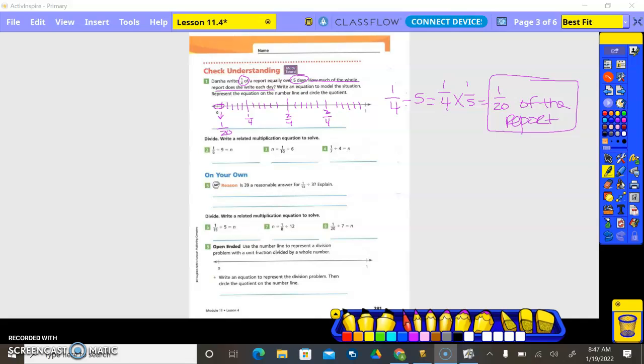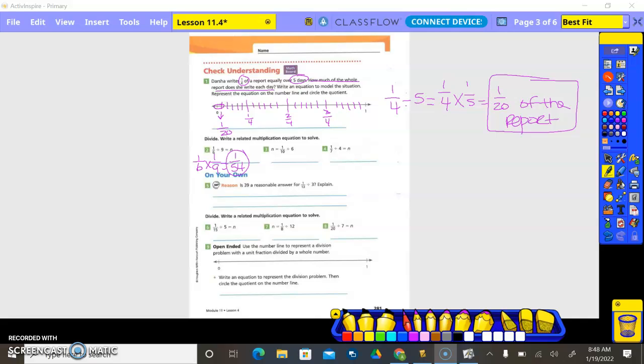Divide, write a related multiplication equation to solve. So we are going to write 1/6 times, what's the reciprocal of 9? 1/9 equals 1/54. Now, what is the most important thing when you're dividing fractions? Can you change the order?